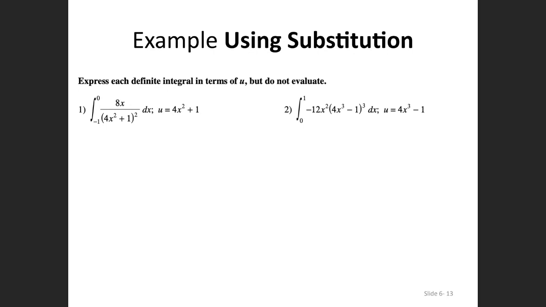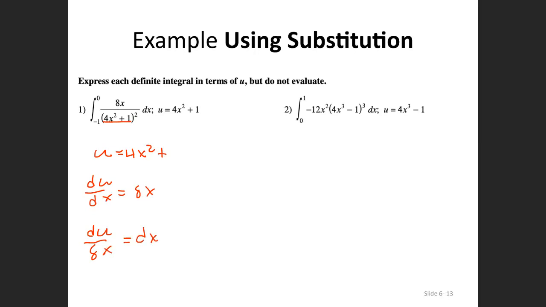This one looks a little bit tougher. So if I did this problem, the first thing I look at is my u value. So u is equal to 4x squared plus 1. So du over dx equals 8x. Oh, that's awesome, because look at that 8x sitting up there. I know I'm going to cross that out. So I end up with du over 8x equals dx.